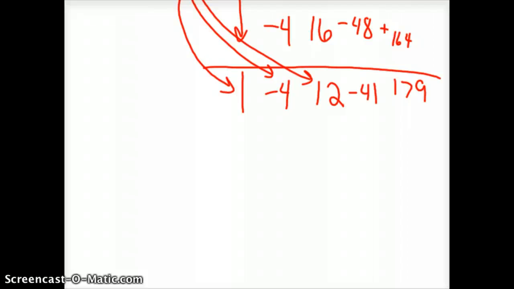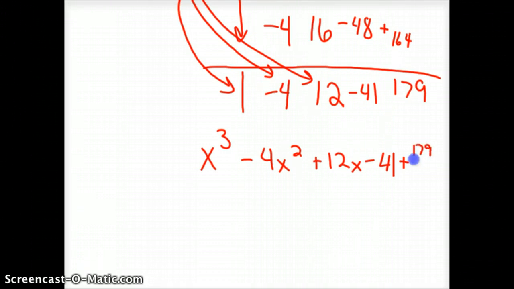So you go one less than the exponent we started with, the degree we started with, which was x to the fourth. So I know my solution, if you were to divide those, would be x to the third minus 4x squared plus 12x minus 41 plus the remainder, which is the last one, of 179 over x plus 4. And so that is it, and it checks out.